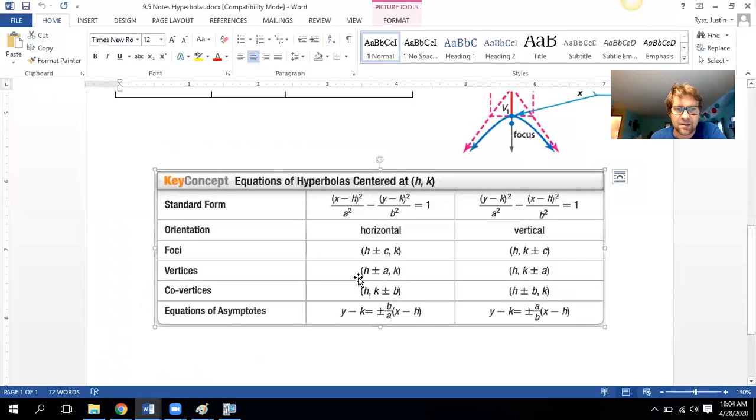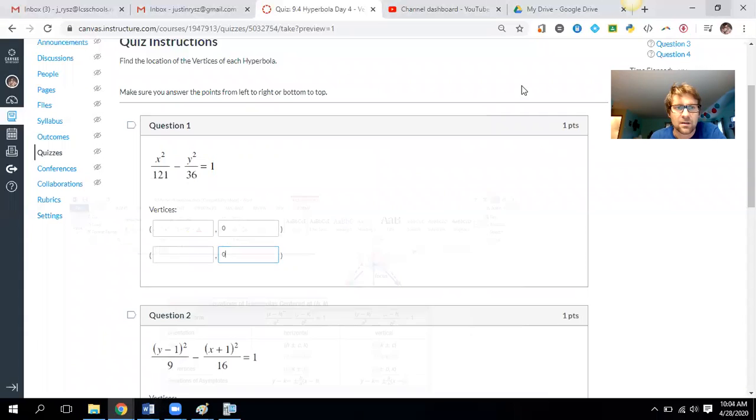Next, to get the other points, going back to the formula, the vertices are h plus or minus a, where h is the number next to the x, and then we add or subtract the square root of the bottom number. The number next to the x is 0, so we take 0 and add or subtract the square root of 121, which is 11. If I had 0 and subtract 11, that'd be -11. If I add 11, that would be 11.